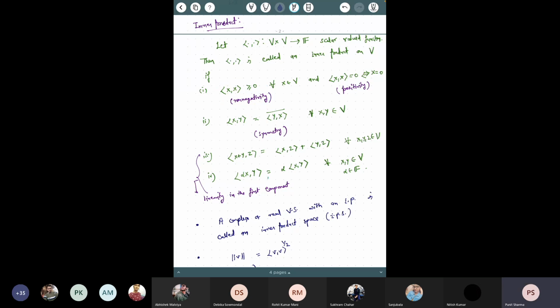So this F can be any field. It may be R, it may be C. The only thing is that the first property should be satisfied, and when I say x dot x is greater than or equal to 0, the inner product of x with itself is greater than or equal to 0, that means it has to be real. Then only you can talk about this.